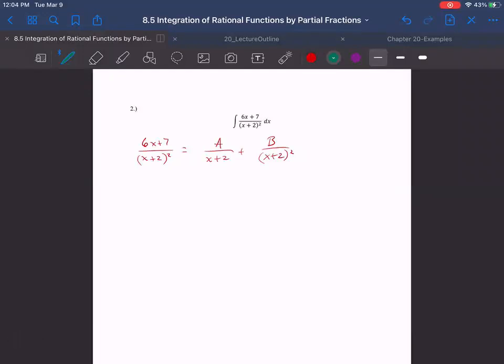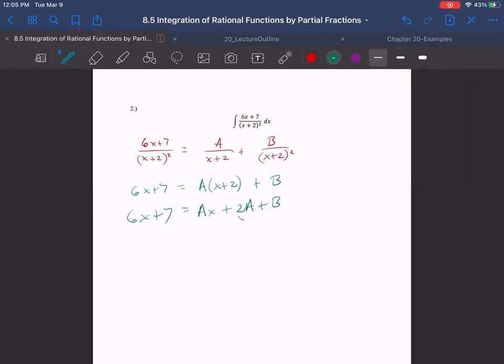So we have this 6x plus 7, and then we have all that. So we're going to multiply everything by x plus 2 squared. So that'll give us 6x plus 7 equals, and here we're going to have a times x plus 2, and then b, the x plus 2 squareds cancel, so plus b. This will become ax plus 2a plus b equals 6x plus 7. And so we have an a times x and we have a 2a plus b.